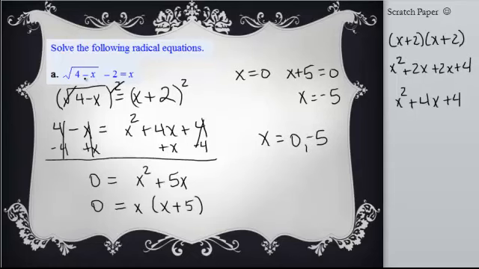If you put 0 in here, 4 minus 0 is 4, the square root of 4 is 2, and 2 minus 2 is 0. And that's equal to 0, which is what we plugged in there. But let's try negative 5. 4 minus negative 5 is 9. The square root of 9 is 3. 3 minus 2 is 1. 1 is not equal to negative 5. So negative 5 does not work. So x equals 0 will be the solution to this equation. Be really careful, make sure you check all your answers in this section.